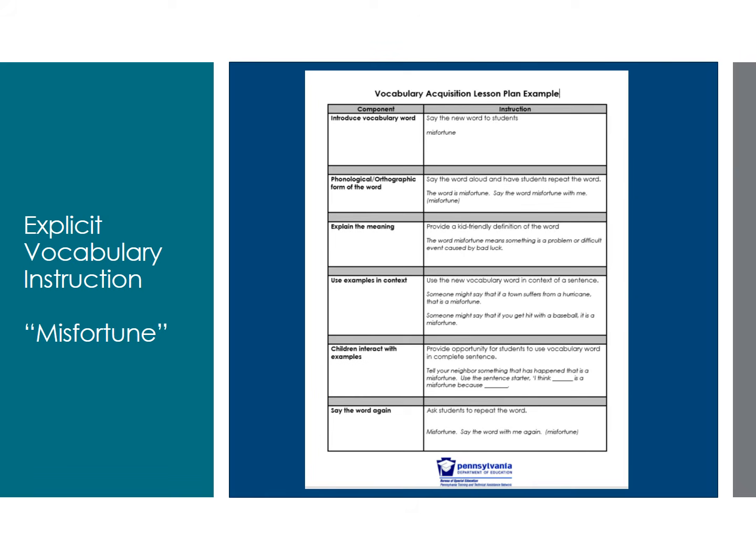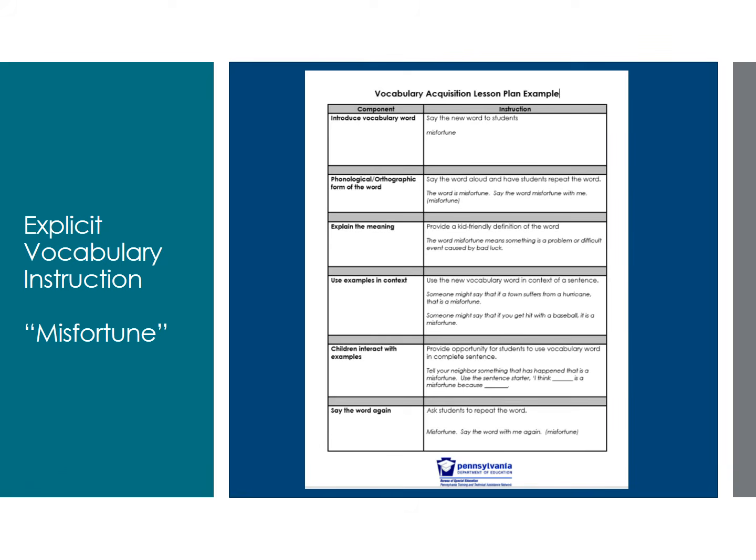Mis-for-tune. The teacher explains that the word misfortune comes from Latin with 2 meaningful parts, mis and fortune. The prefix mis means bad or wrong. Fortune means chance, fate, or good luck. So the word misfortune means bad luck or fate. It is a noun.